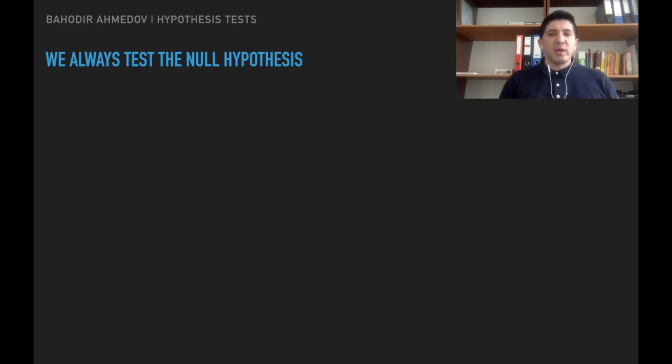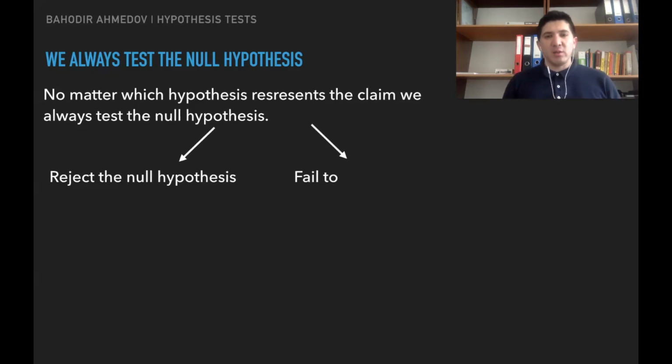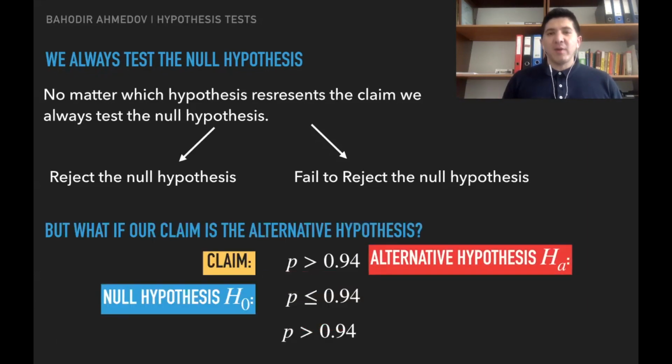Essentially, no matter what our claim is, whether it is the null hypothesis or the alternative hypothesis, we are always going to test the null hypothesis. So after testing the null hypothesis, we are going to either reject it or fail to reject it. What if our claim is the alternative hypothesis, as in our previous example? For example, you've got a proportion which is more than 94%. It is the alternative hypothesis, right?